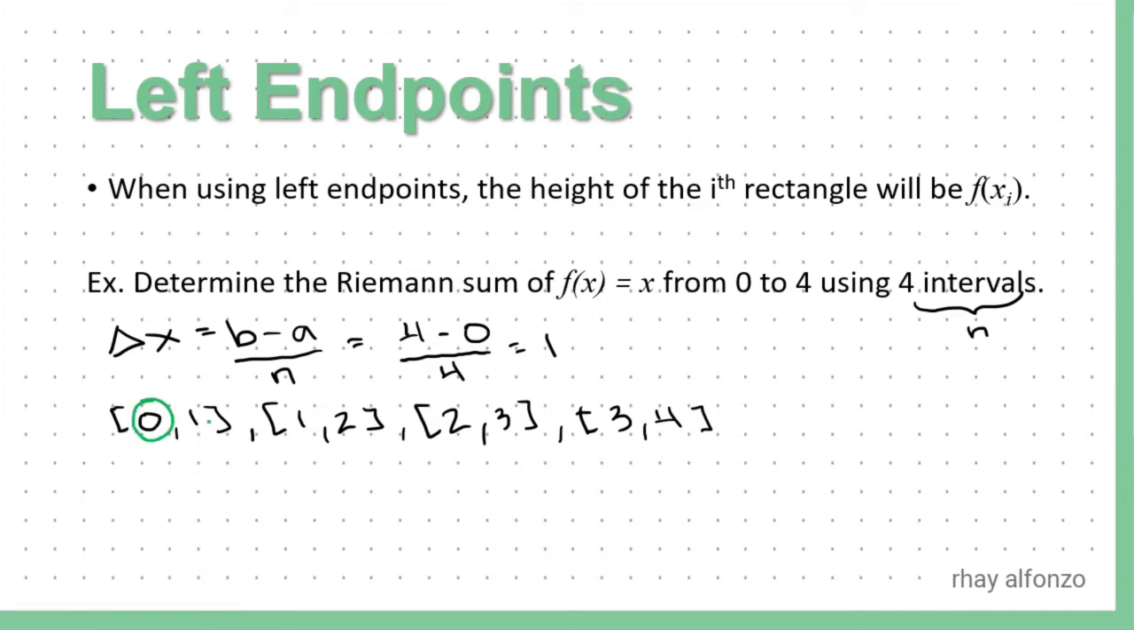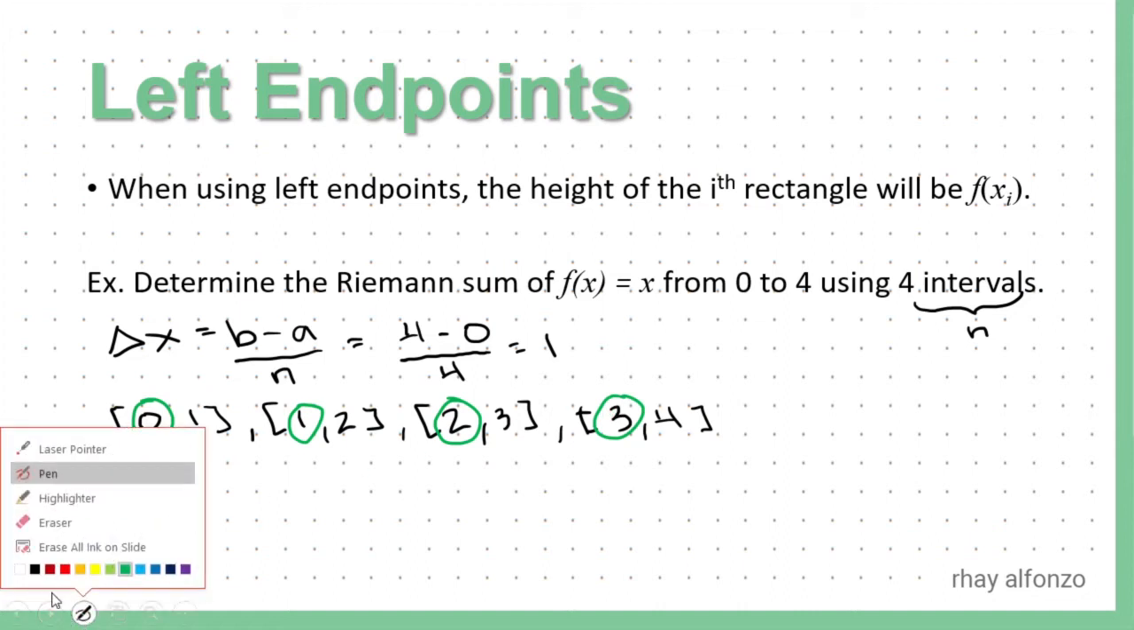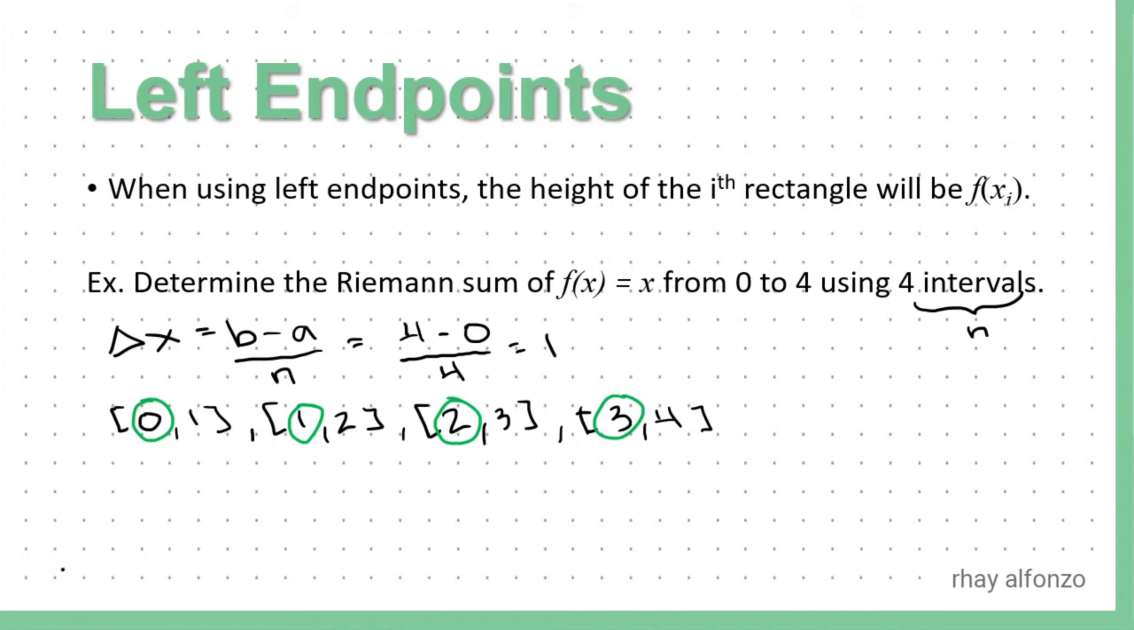So we have x is equal to 0, x is equal to 1, x is equal to 2, and x is equal to 3. So we are going to use these endpoints in order to find the height of the approximating rectangles that we will later then add up in order to get the approximate area. So what we have to do is to substitute these values of x into our function f of x in order to get the height of the approximating rectangles, and then multiply them to delta x, which is just equal to 1. So let's do a shortcut here.